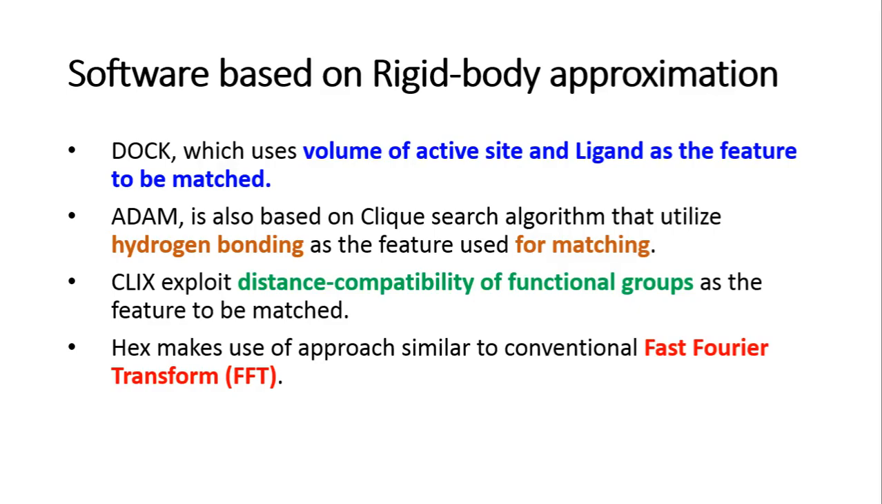Okay, but for the time being, you can just remember that Hex makes use of fast Fourier transform for predicting these protein ligand complexes as such. Okay, so this is how your rigid body approximation methodology works for finding out the protein ligand complex, how they would orient with respect to each other.